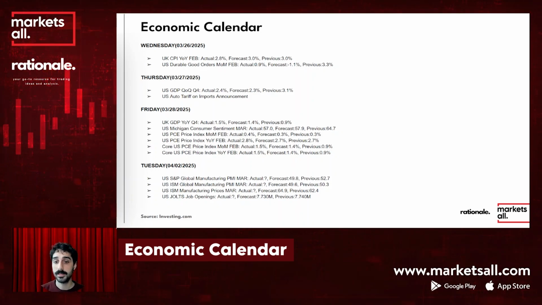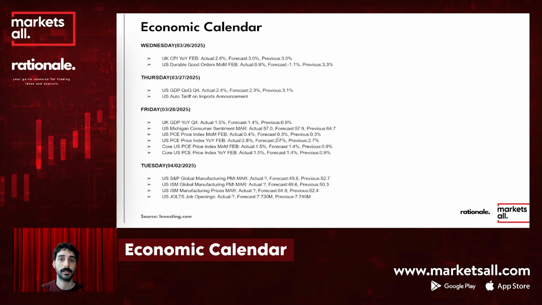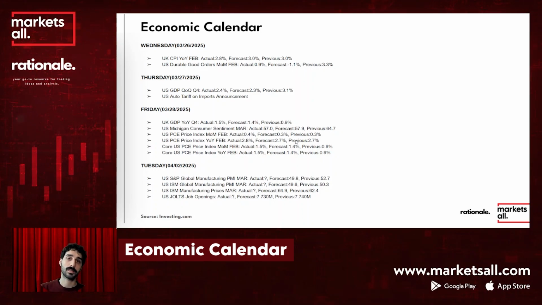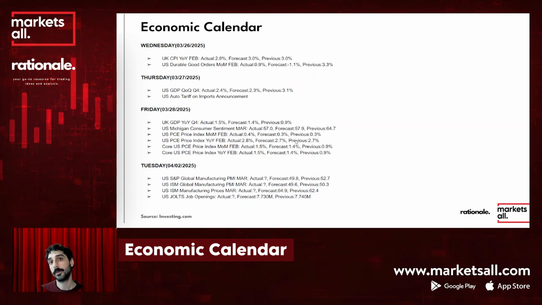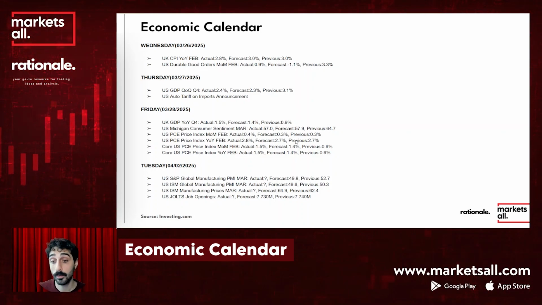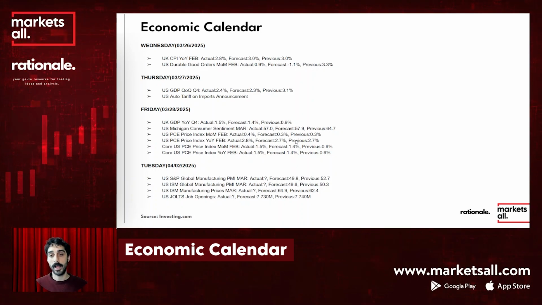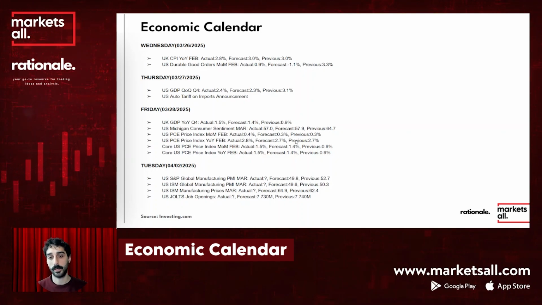Then we received the PCE number, which came slightly higher than expected and slightly higher than the previous number. That's okay, but I think the most important side of the data is that personal income was increasing, but while personal income was increasing, personal spending was coming down. That might put another pressure on economic growth as we see more decline in personal spending. So I think that was the most important part of the PCE number.